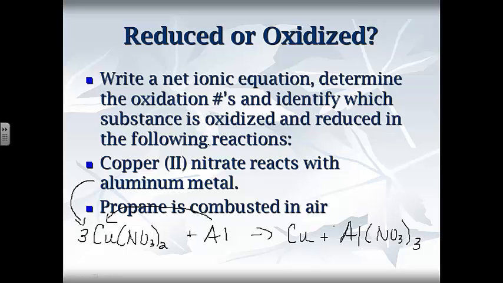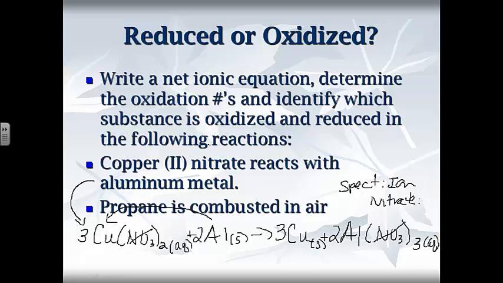Now to get this balanced, I need to put a 3 here, and then a 2 here, 2 here, and a 3 there. Okay, so I'm all balanced now. Now I have to figure out my net ionic. If I look at this, these two are both aqueous, and obviously if it's a metal, it's going to be a solid. If I split these apart, the only ion that's aqueous on both sides is the nitrate. So my nitrate is my spectator ion.